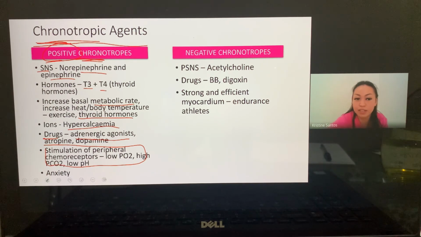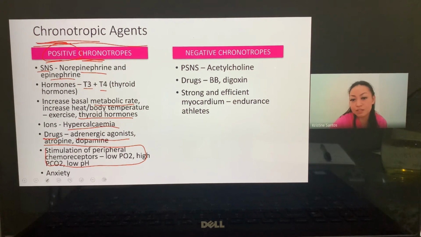Okay, and the last one is anxiety. I don't know if you've ever had a major panic attack, but when you're having a panic attack, you can feel like your heart is going to come out of your chest, like it's a drum and it's so fast. So anxiety can increase heart rate.